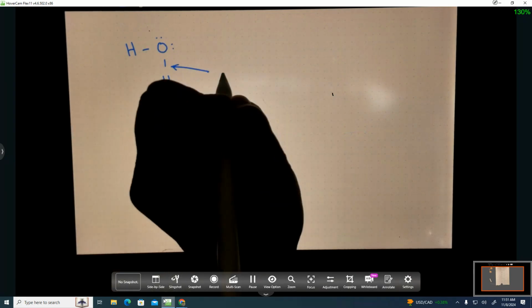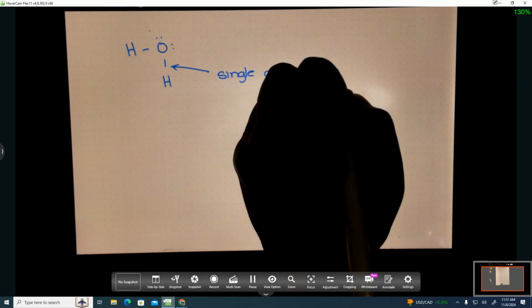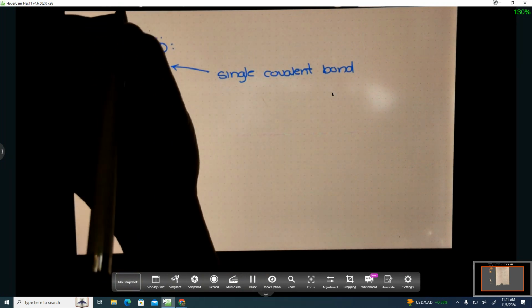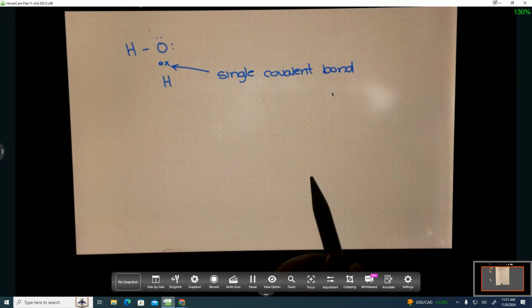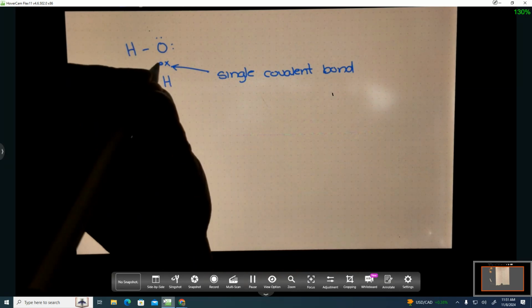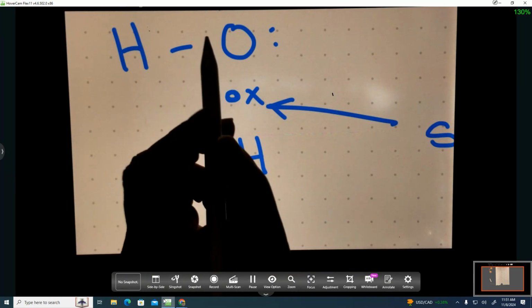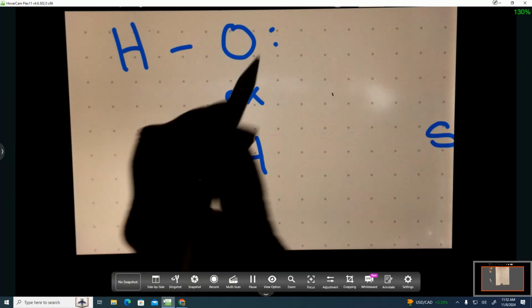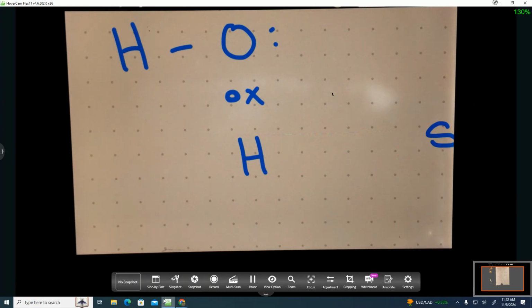Let's look at water one more time. Again, I'm going to draw water about 60,000 times before the end of the year. Please know how to draw it. Right here in this single covalent bond, I'm going to ask you, there's 2 electrons there, right? One came from the hydrogen, one came from the oxygen. Those electrons that are right there, they're being fought over by the oxygen and the hydrogen. Are they being shared equally or unequally?